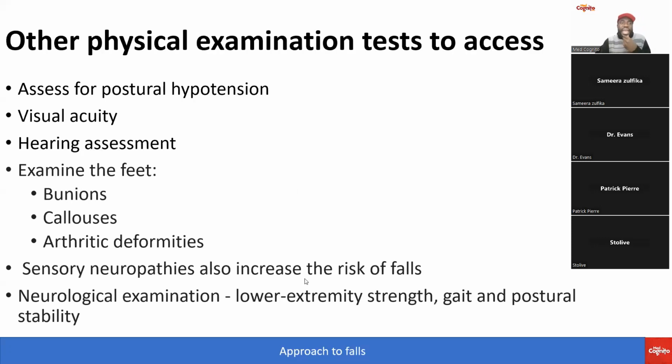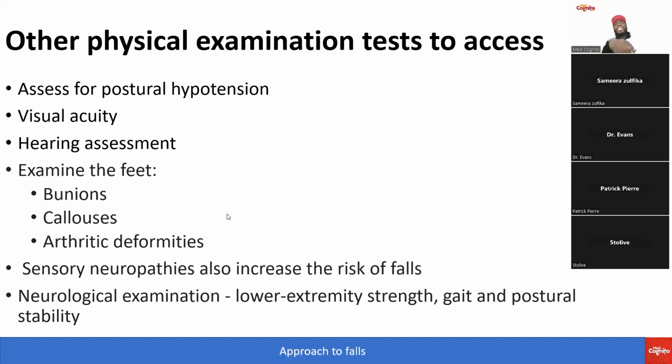Okay, good. And other physical exam things you want to do, we've talked about the postural hypotension, checking the blood pressure with the patient lying down and sitting up, and visual acuity. You even want to do a hearing assessment as well. And then you want to examine the patient's feet. You want to check for bunions, because if there are bunions, the patient may have pain walking. You want to check for calluses on the foot. You want to check for arthritic deformities.